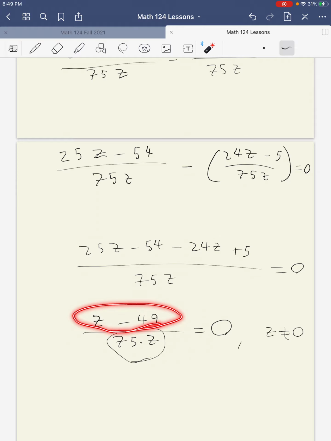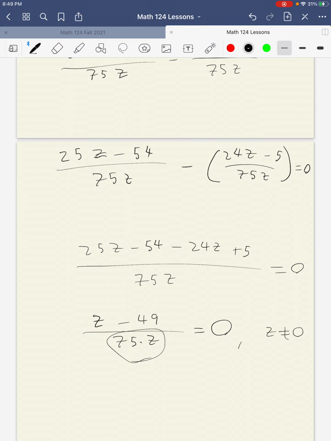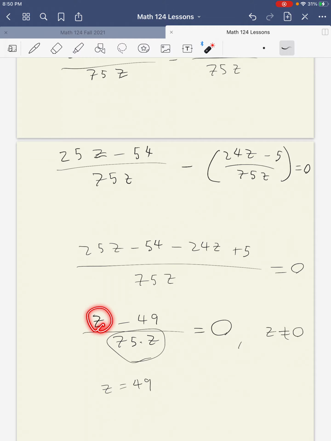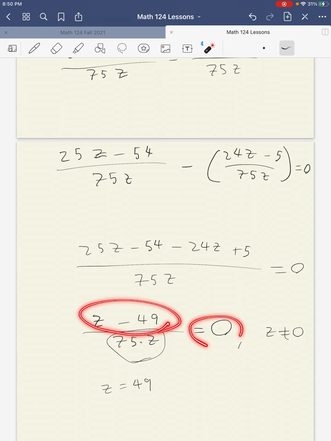Really, the top is what gives us the solution. Okay, so the top solution is z equals 49, right? Because if we plug in 49, we get 49 minus 49, which does equal 0. So you just set the top equal to 0 and you solve.